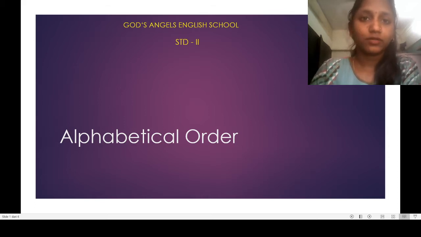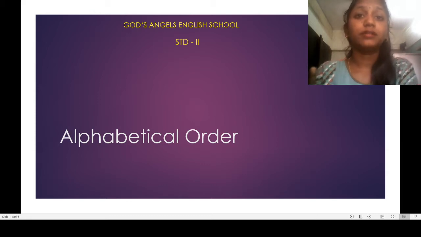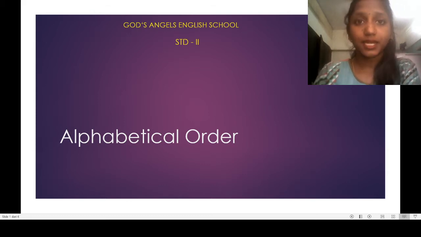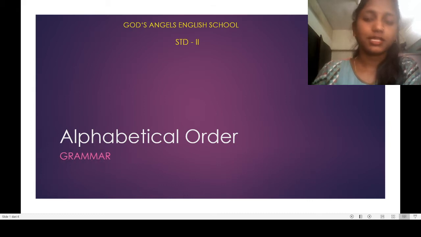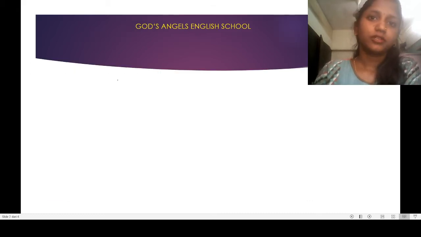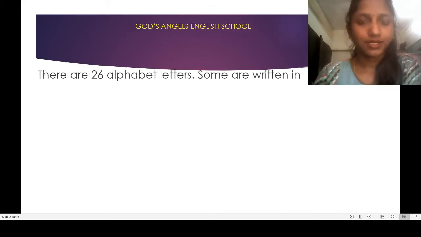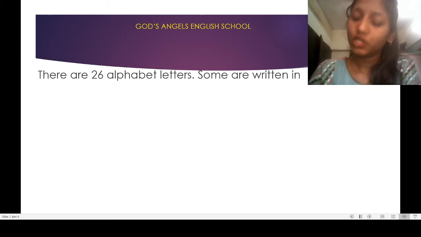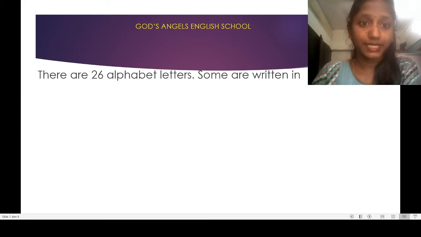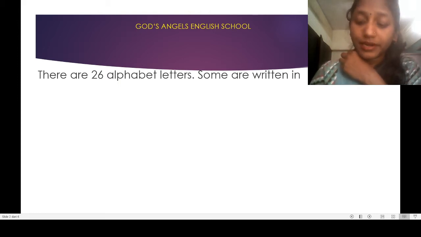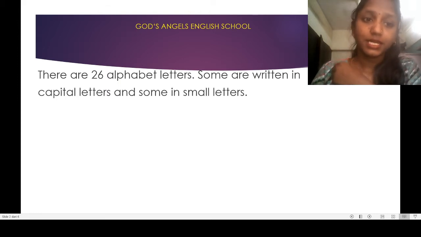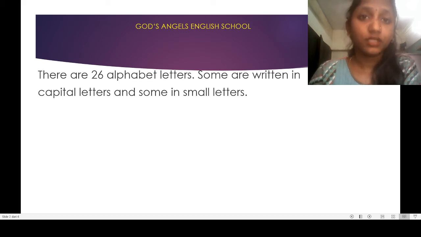And in that A to Z we have learned how to write the alphabets in capital letter and small letter, that we will revise again, and the orders I will explain later. So this is the alphabetic order. As I said, we will first learn how many letters there are and how we write in capital and small letter. There are 26 alphabet letters. Some are written in capital letters and some in small letters.